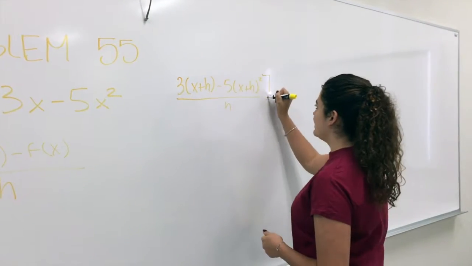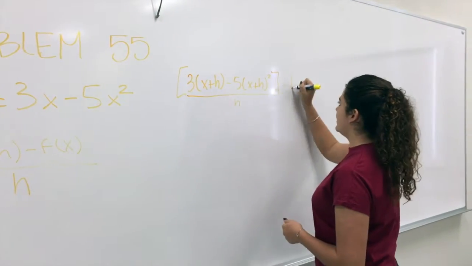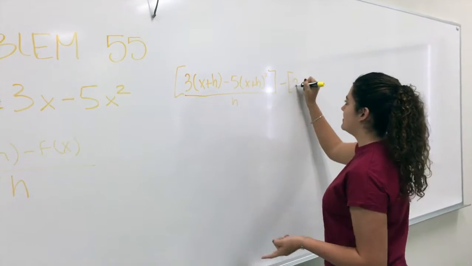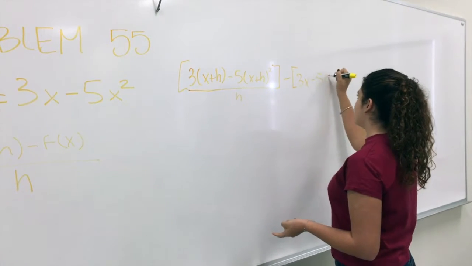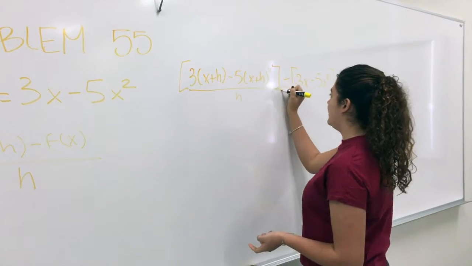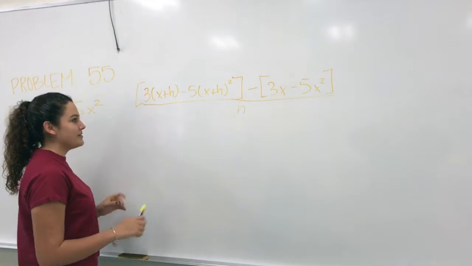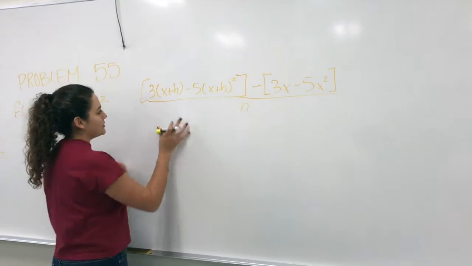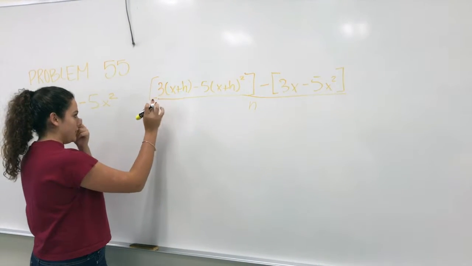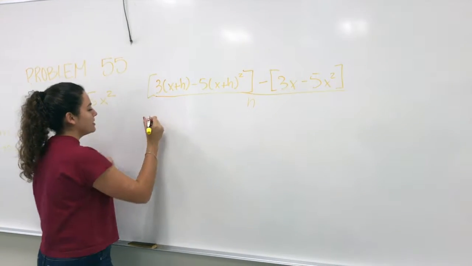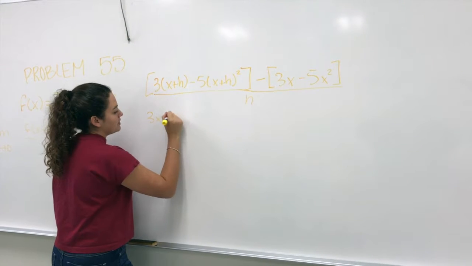So you're going to put it in brackets, minus, and then another bracket, and then it's going to be your f of x, that is 3x minus 5x squared. And this is also going to be over h. So the next step is going to be to expand everything. So first you're going to multiply this. You're going to multiply the 3 by the x plus h. So it's going to be 3x plus 3h.